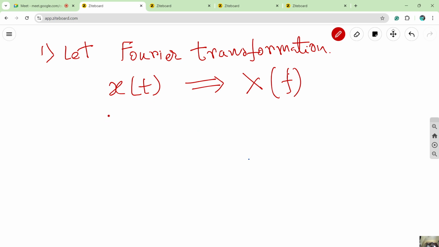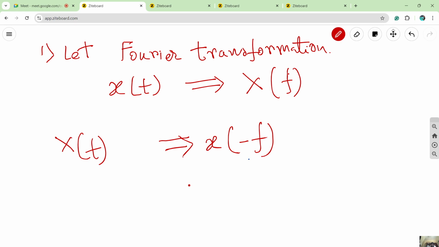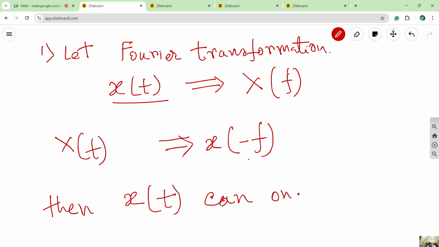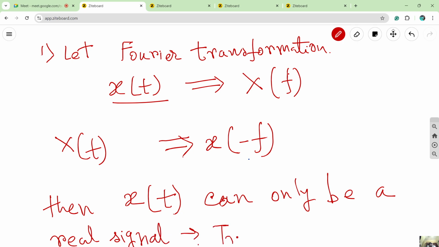So suppose some signal x of t has a Fourier transformation of small x of minus f, then we have to comment that x of t, this one, can only be a real signal. So you have to comment whether it is true or false.